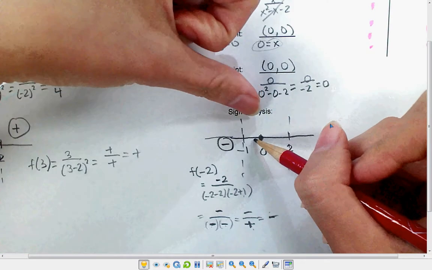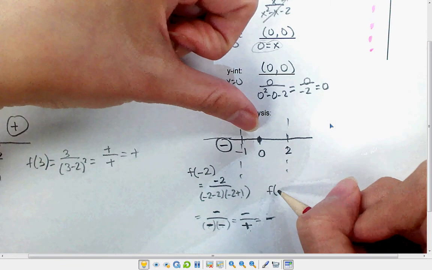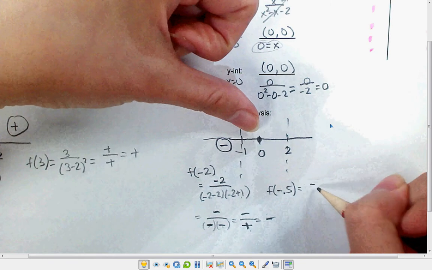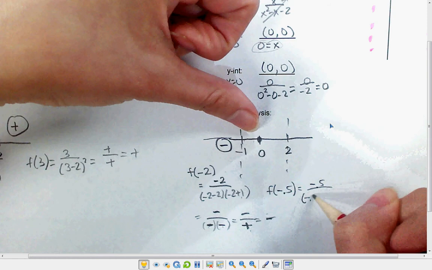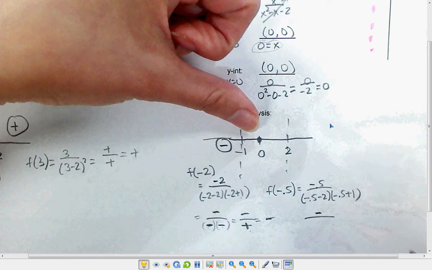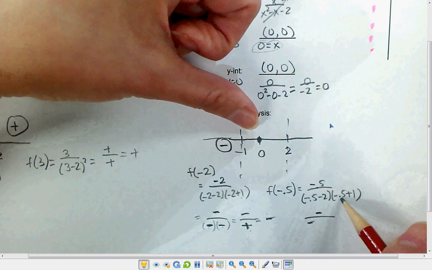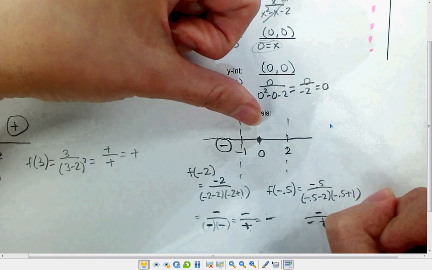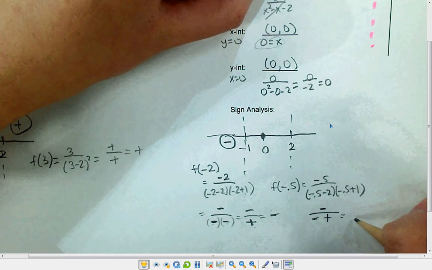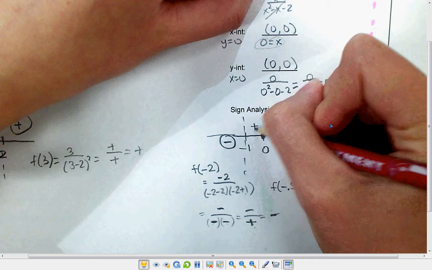Okay, so let's pick this section right here now. Somewhere in between 0 and negative 1. So let's say we pick negative 0.5. Negative 1/2. So if I plug in negative 1/2, it's going to be negative 0.5 minus 2, negative 0.5 plus 1. So the numerator is still going to be negative. Down here, negative 0.5 minus 2 is going to be negative. Negative 0.5 plus 1 is going to be positive, right? Because this is a smaller number than the 1. So a negative times a positive is negative. This is still negative. What's negative divided by negative? Positive. So this section right here is positive.